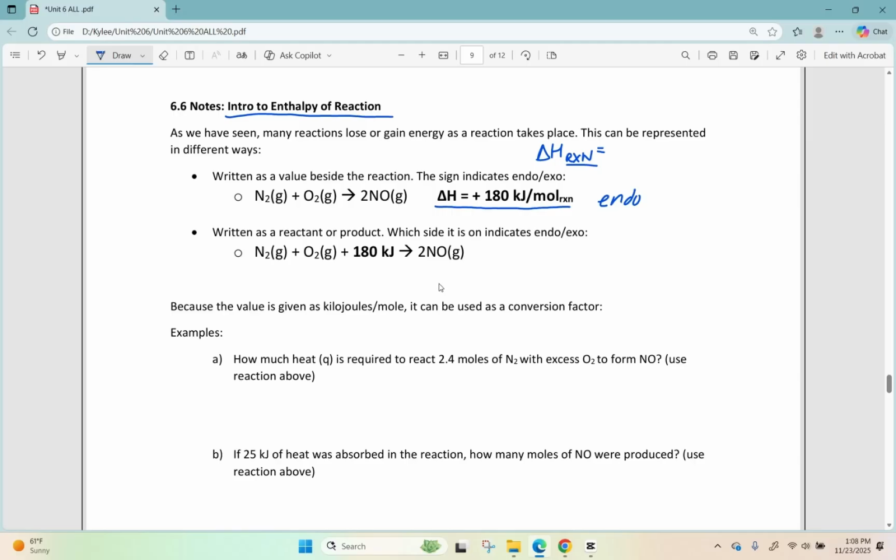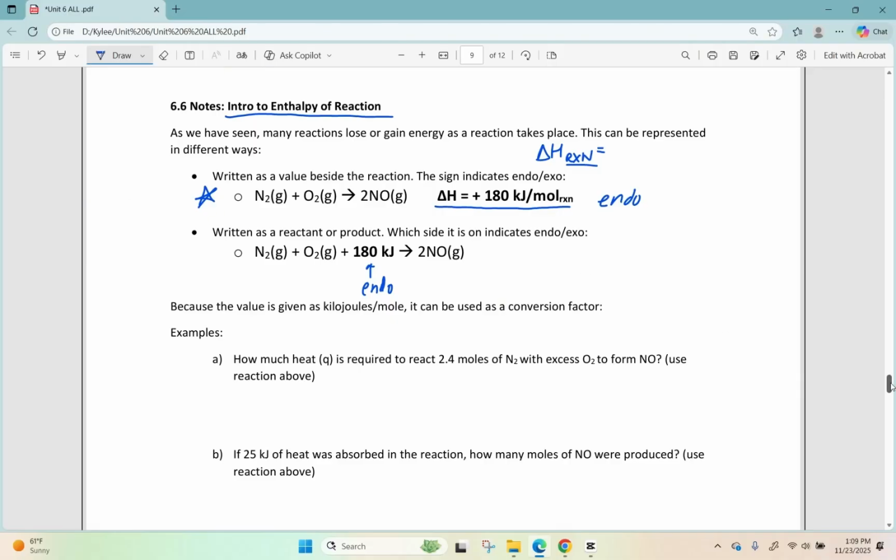If the sign was negative, that would indicate that it's exothermic. The other way that sometimes we see it represented is actually written as a reactant or product. So in this second example, we see 180 kilojoules actually written as a reactant with nitrogen and oxygen, and that's because it's endothermic. If it were exothermic, we would see that written on the product side. I will tell you that this first example is typically the way we see it represented by the College Board.